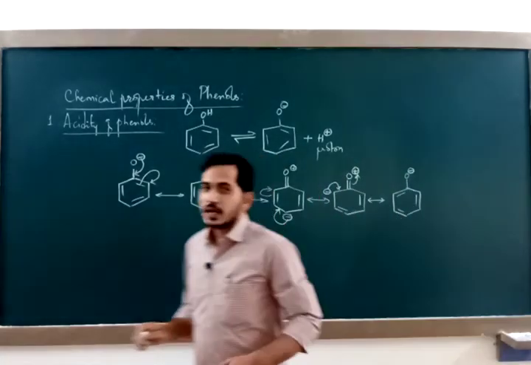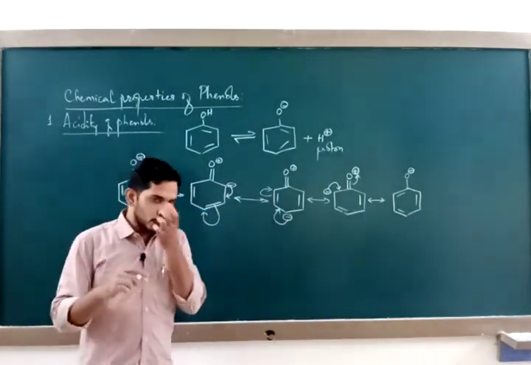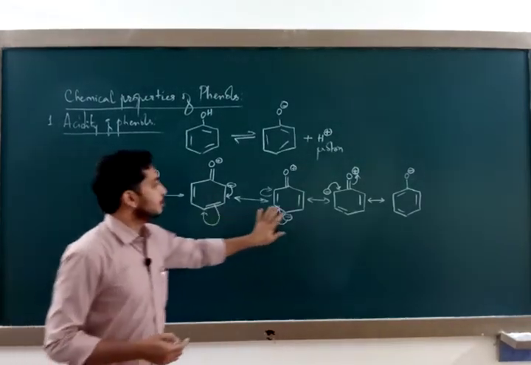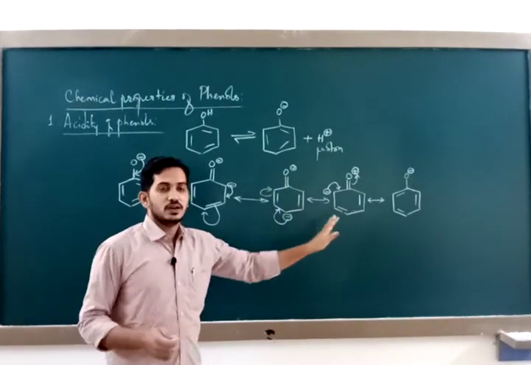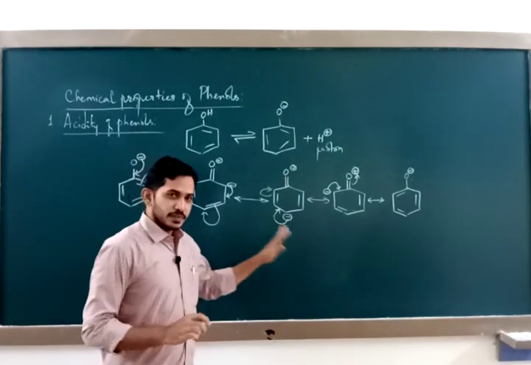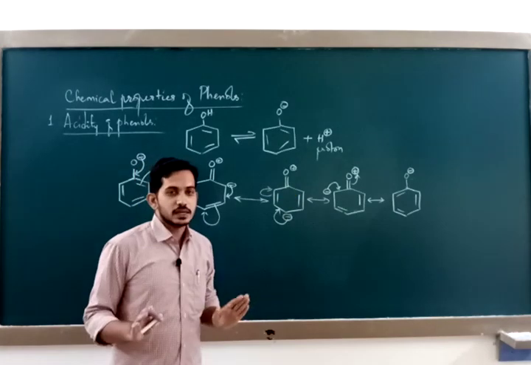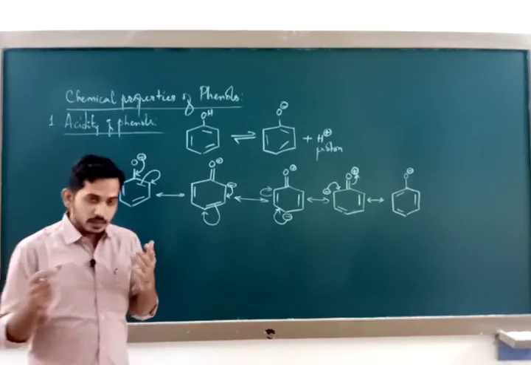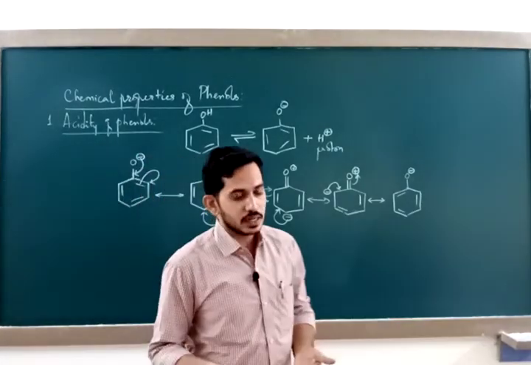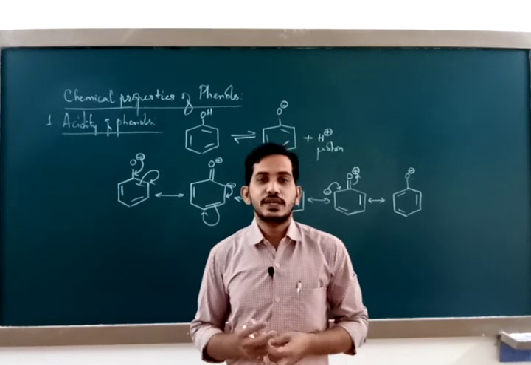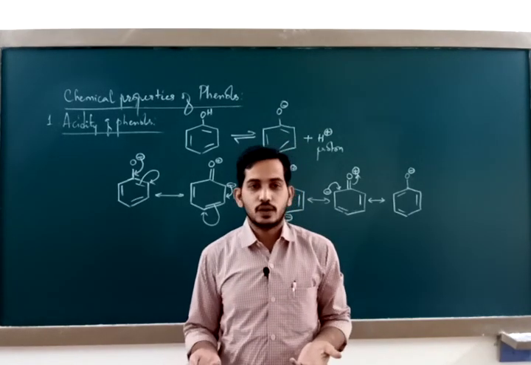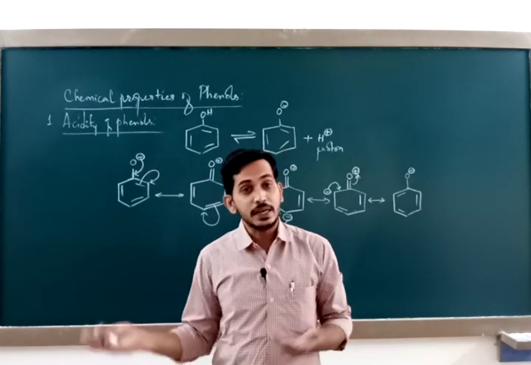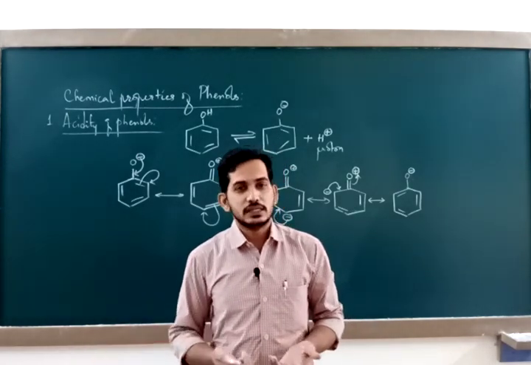Now as long as the electrons keep on delocalizing, as long as the electrons keep on shifting, this phenate ion remains stable. As long as phenate ion is stable, protons exist, and as long as these two exist, phenol exists as an acid. Therefore, the acidic strength of phenol depends on its ability to exist as phenate ion. Larger the time is spent by phenol as phenate ion, greater will be its acidic strength.